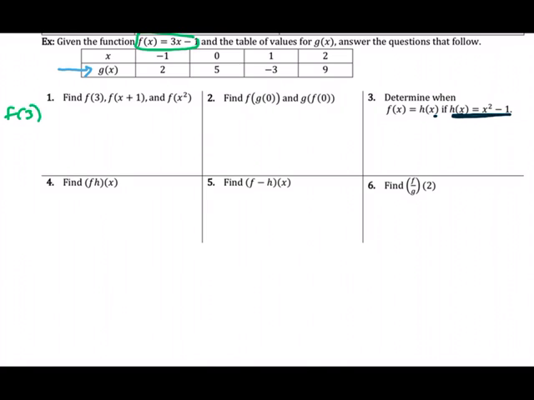So number 1 is asking us to find f of 3. What does that mean? That means plug 3 into the function f. Well, f is 3x minus 1, so we're plugging 3 in for x. 9 minus 1 is going to give us 8.